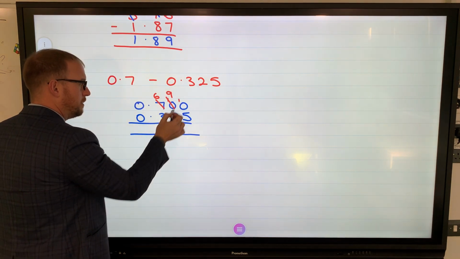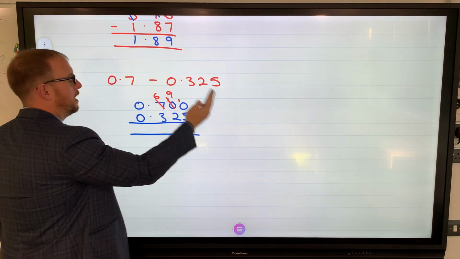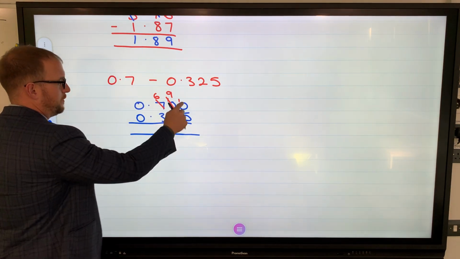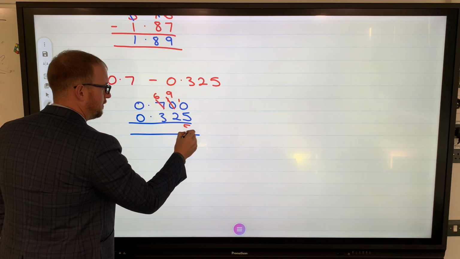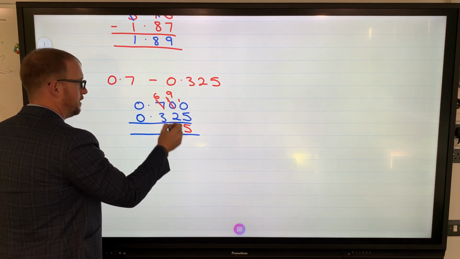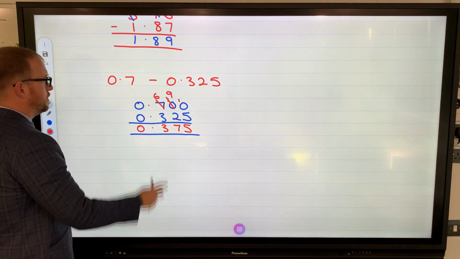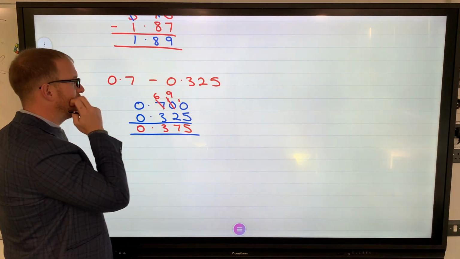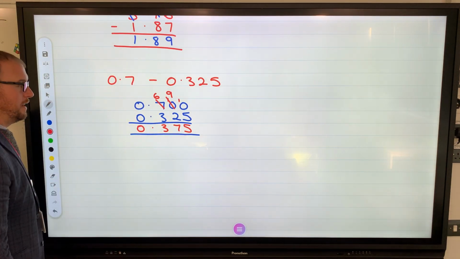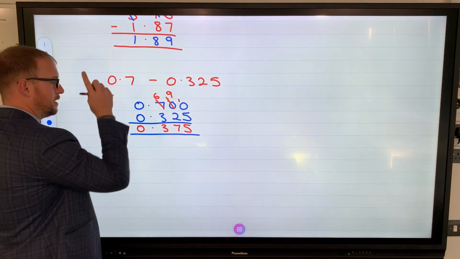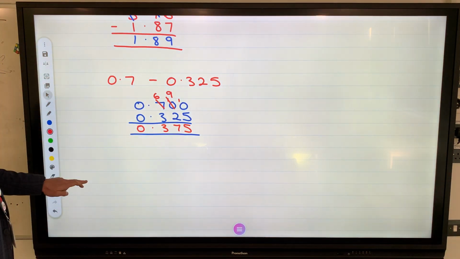Borrow 1 from there to make it 9, which makes our final column have 10. 10 take away 5 is 5. 9 take away 2 is 7. 6 take away 3 is 3. So 0.7 take away 0.325 is 0.375. Remember your place value holders and borrow if needed.